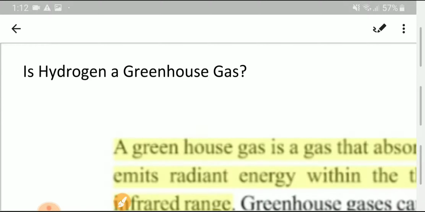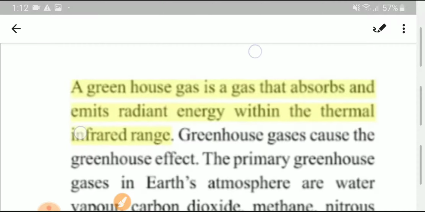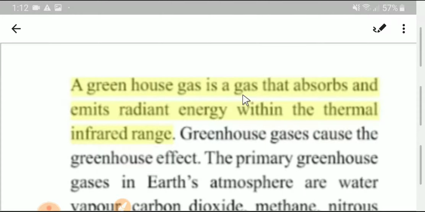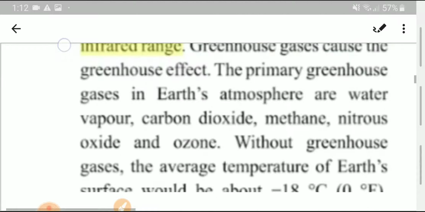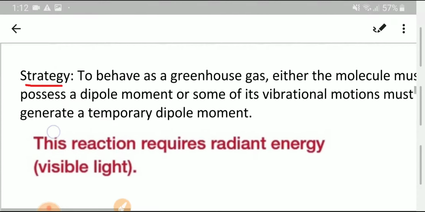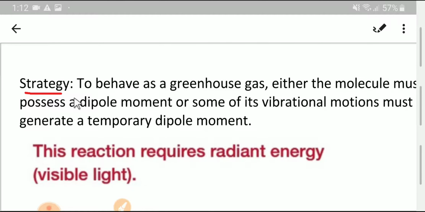Let me tell you what a greenhouse gas is. A greenhouse gas is a gas that absorbs and emits. A greenhouse gas can function as two things: it absorbs and emits IR radiation, or infrared radiation.